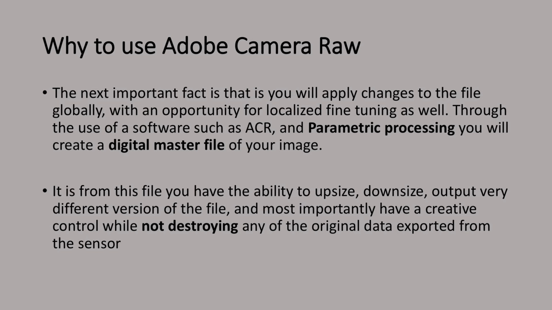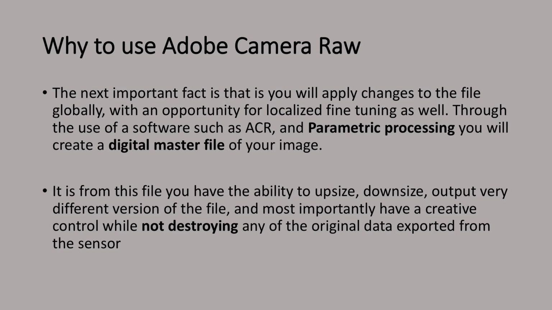So the next important fact is that you will apply these changes to the file globally, which is parametric. But there's also an opportunity in this Adobe Raw processing software to apply localized fine-tuning as well. Through the use of software such as ACR and parametric processing, you will create a digital master file of your image. It's from this file that you have the opportunity to upsize, downsize, and output very different versions of the file, and most importantly, have absolute creative control while not destroying any of the original data exported from the sensor.